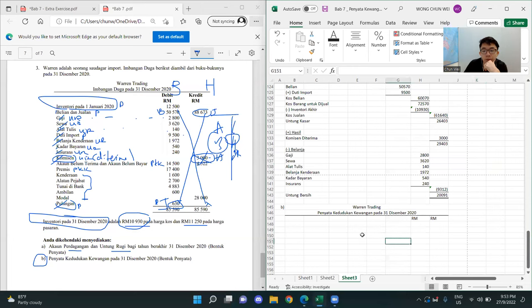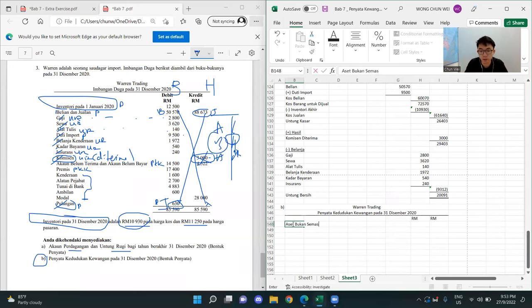All right. So PKK, straightforward. The format is really there. You just follow the flow. First one must be aset bukan semasa. Selepas aset bukan semasa, aset semasa. Selepas aset semasa, liability semasa. So, it's sudah fix punya. Alright, so let's start with aset bukan semasa dulu.